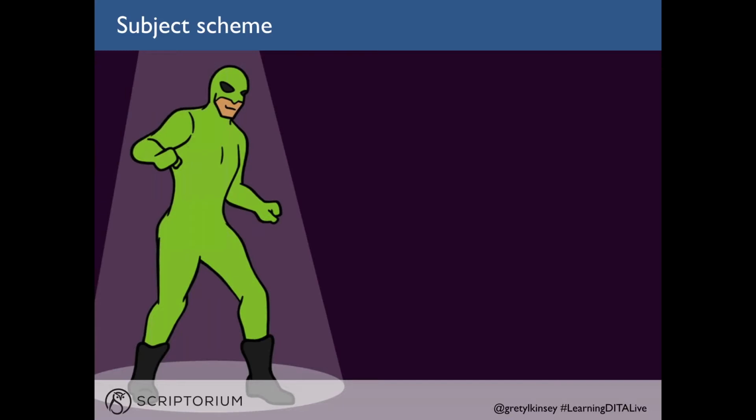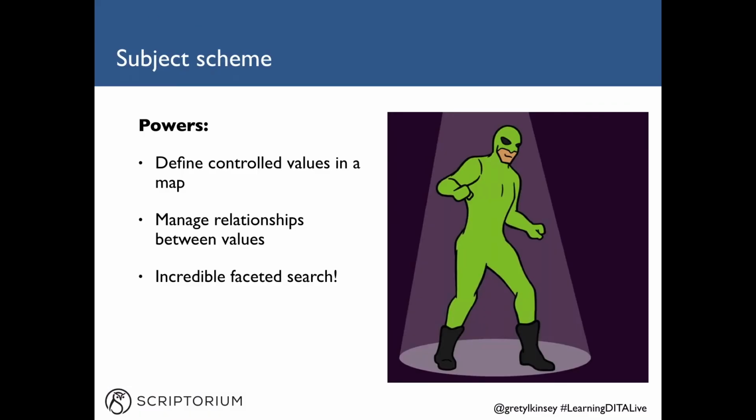All right, now that we have covered rel tables, it's time to introduce our next unsung hero, subject scheme. A subject scheme is a DITA mechanism that allows you to define controlled values in a map. And much like a standard DITA map uses topic refs to define a collection of topics, a subject scheme uses key definitions to define a collection of custom controlled values.